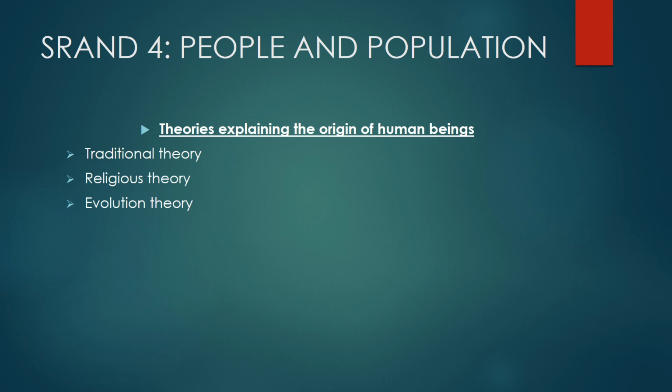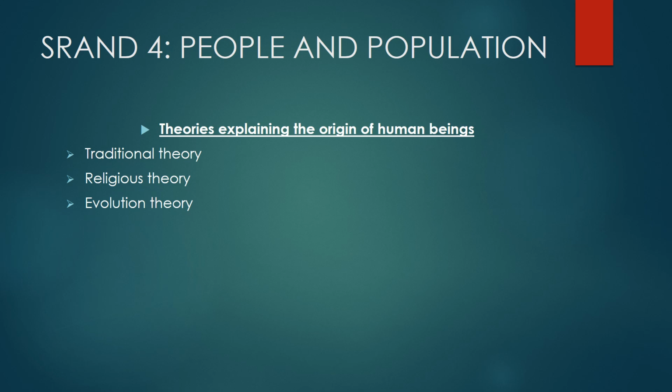Our fourth strand is people and population. Let us look at the theories explaining the origin of human beings. We shall start with the traditional theory. Various communities have different theories explaining the existence or the origin of human beings. In our lesson, we're going to look at the Nandi community.